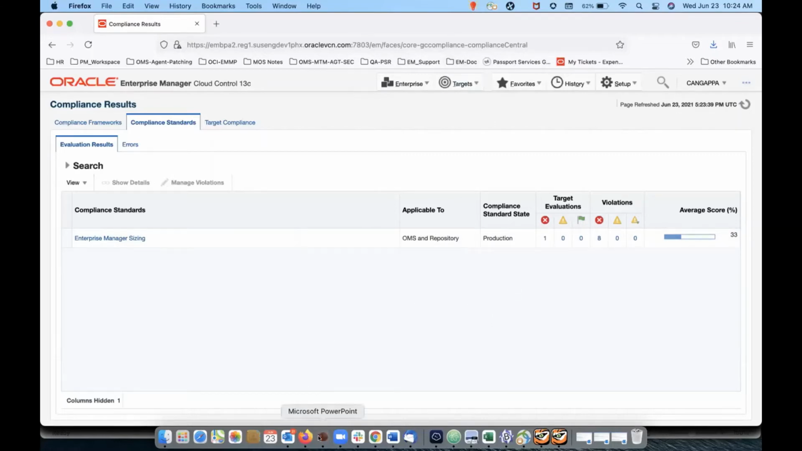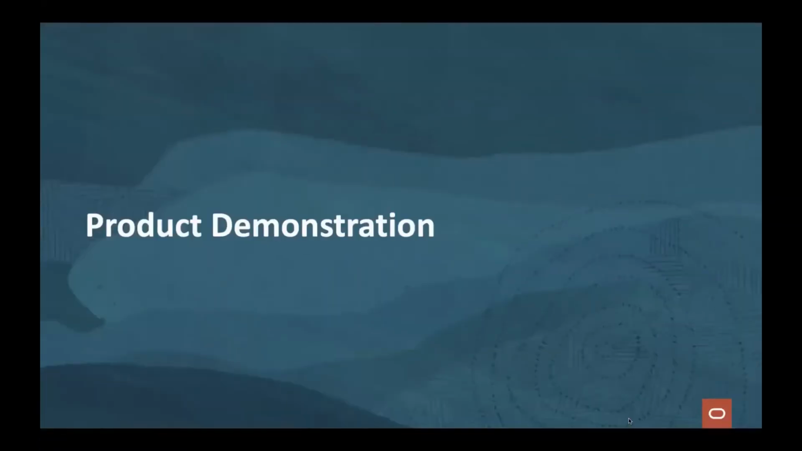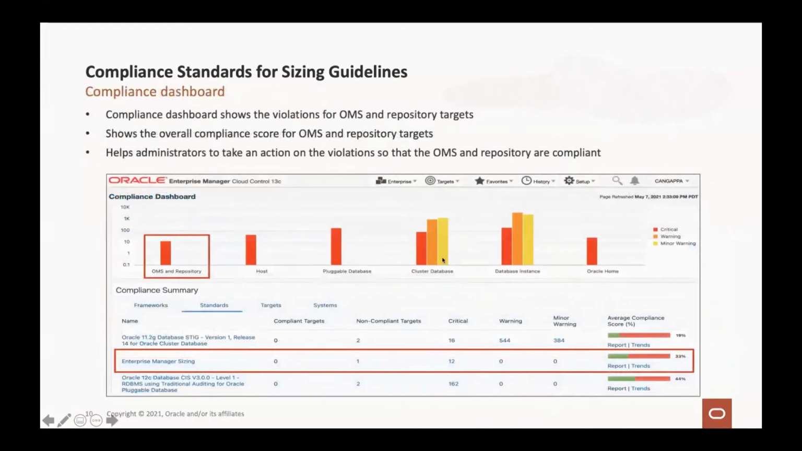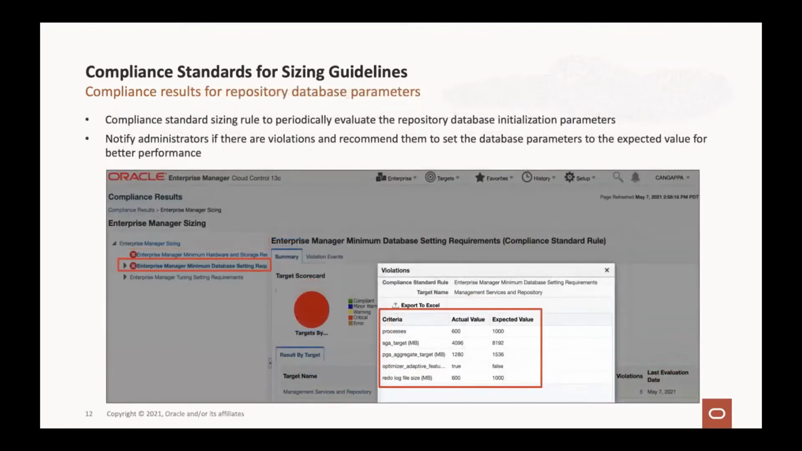And moving on to my slides, I've just captured the same thing as part of the screenshots. So this is what I've just showed you, that this is a sizing compliance standard that we have enabled. And in the dashboard, you can take a look at the overall things, right? EM sizing is one of the targets that gets displayed in the dashboard. And then you also have, like I showed you, for the repository parameters and for the OMS, what is the actual value and what is expected. And then same for the repository init parameters.